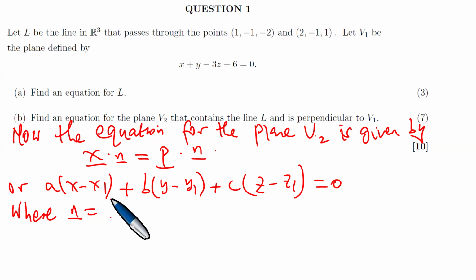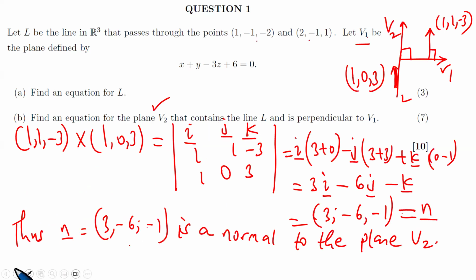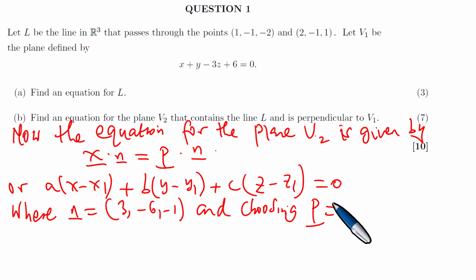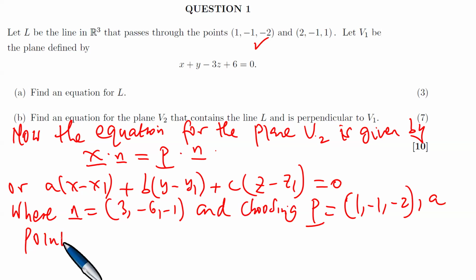the normal, 3 minus 6 minus 1, we got here, and choosing point P. You can choose this one, 1 minus 1 minus 2, a point on the plane.